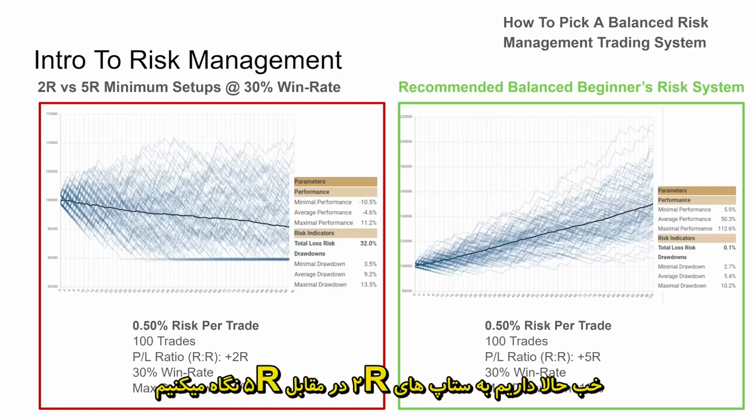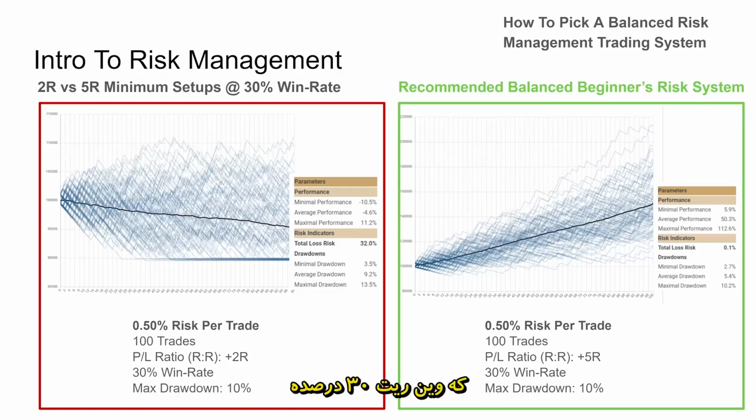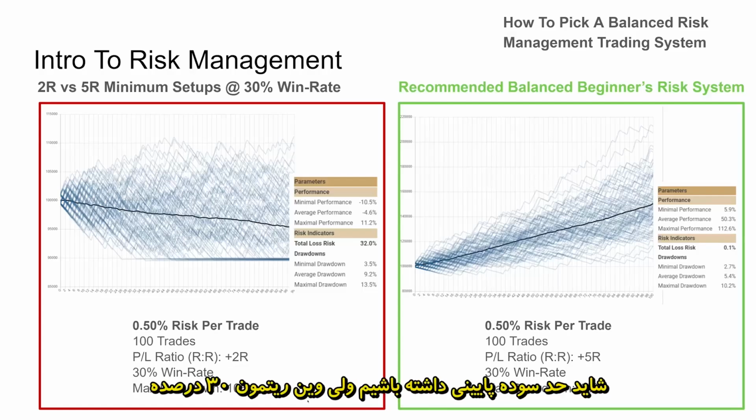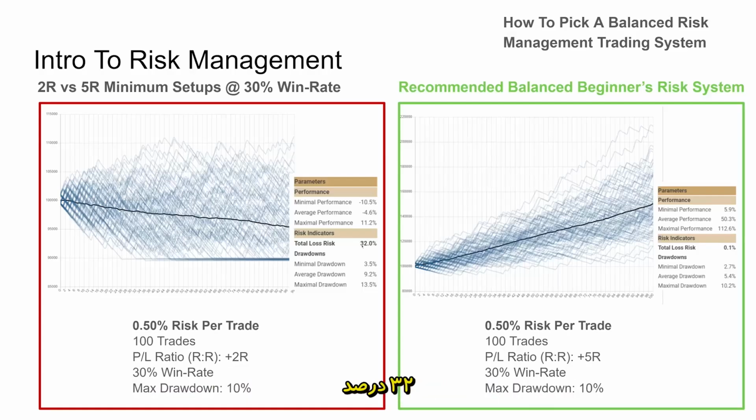Moving on, if we're looking at 2R versus 5R minimum setups, right? At a 30% win rate. Now let's look at the difference. Again, simulated over 100 different times, right? 100 different equity curves. Look, 2R trades on average, right? That's what we can expect to win on our setups. Maybe we have a hard TP, but our win rate's only 30%. 32% risk of ruin. That's pretty high. This is not a system we want to be trading, right?